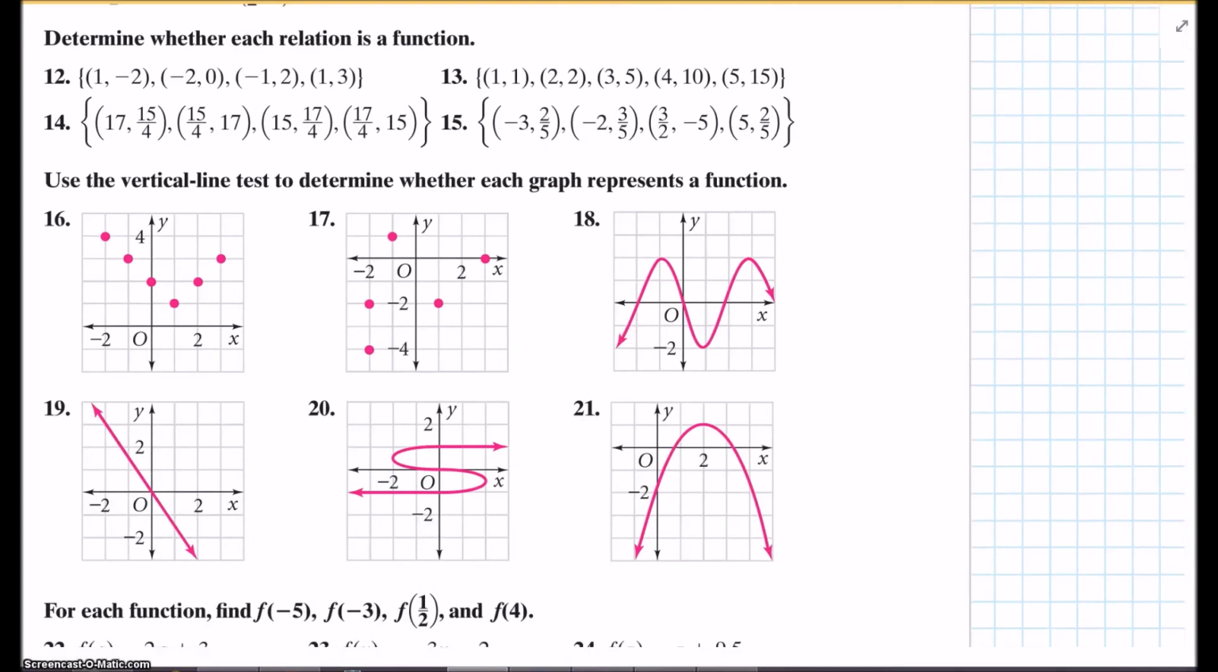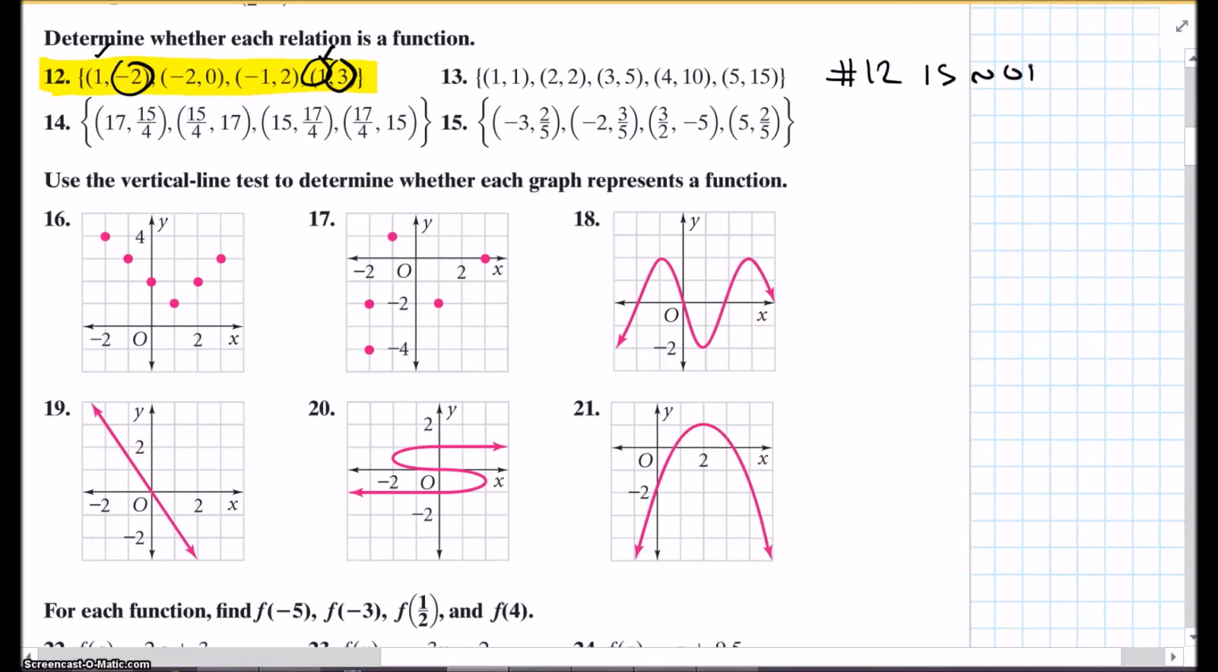Number 12, determine whether each function is a relation. Well, to be a function, the x value cannot have more than one value for y. So let's check. I have a 1 and a -2 and a 1 and a 3. So since that has a value of 3 and -2, number 12 is not a function.